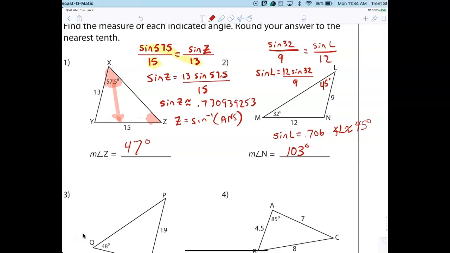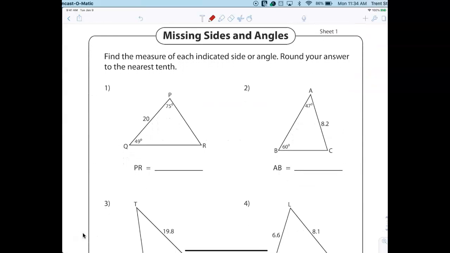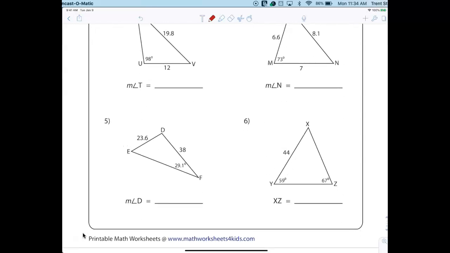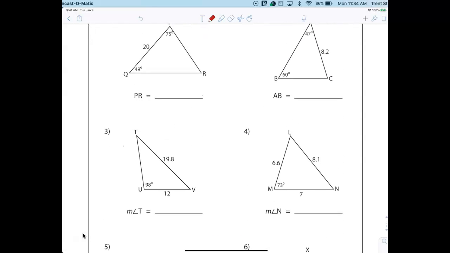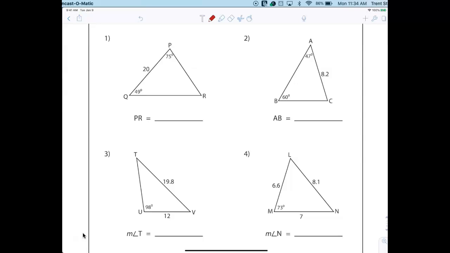All right, so now I think I gave you a third part. Let's go down here. For this one, they just tell you to find an angle or a side. So what we're going to do is number 1 and number 3, so that'll be 1 of each. PR is what we're trying to find, which is side Q. All right, Emily, help me set this up.